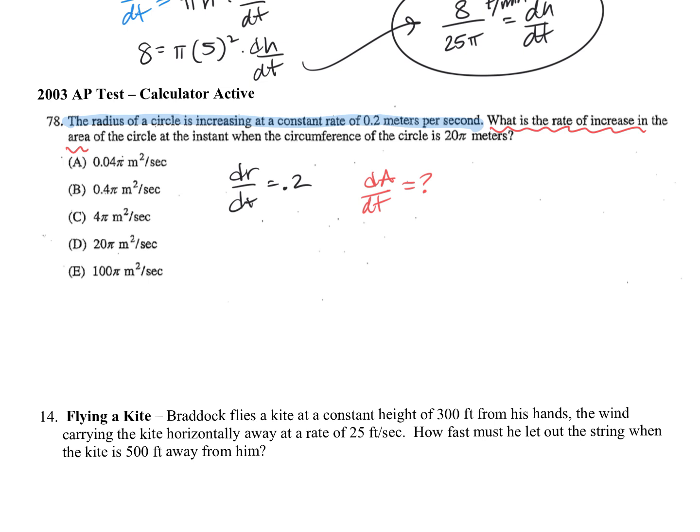But what we do have is the circumference at the instant when the circumference is 20 pi. This is one where we have to know the formula for circumference, because they're not going to tell us. Circumference is 2 pi r. They want dA dt, the rate of change of the area of a circle. I know the area of a circle is pi r squared. They want dA dt, so I'm going to go find that derivative.